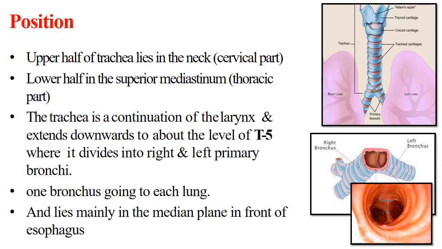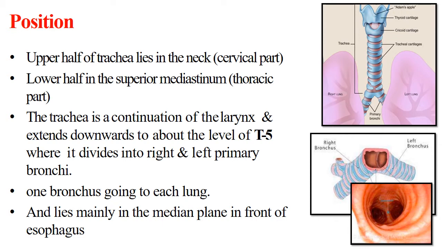Now we'll see the position of the trachea. First, the upper half portion of the trachea lies in the neck. That's why it is called the cervical part. And the lower half part lies in the superior mediastinum, that is the thoracic part. So there are two parts, cervical part and thoracic part of the trachea.